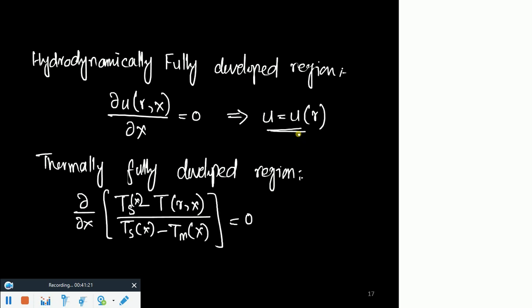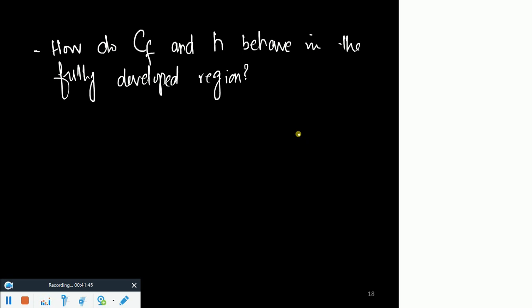Why? Because u is not a function of x anymore. If at this cross section you have a certain velocity gradient, you would have the same velocity gradient at the other point, and CF is a function of velocity gradient. So you can say that wall shear stress would not change along the length of the pipe. Wall shear stress would not change inside the fully developed region. So if I draw CF or the other friction factor against the length of the pipe, it would just be like this.